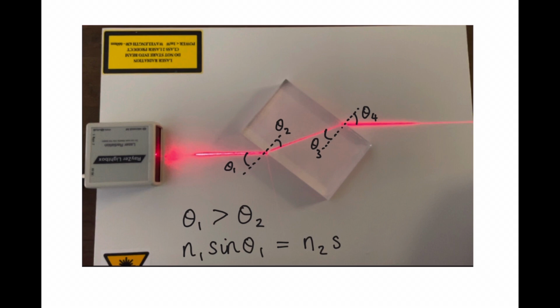An equation that will come up on your data sheet is Snell's law. N1 sine theta 1 equals N2 sine theta 2. So you need to make sure that you're consistent with measuring your angles in degrees. And this ratio will enable us to find the refractive index of a substance, or maybe the angle of incidence or the angle of refraction.